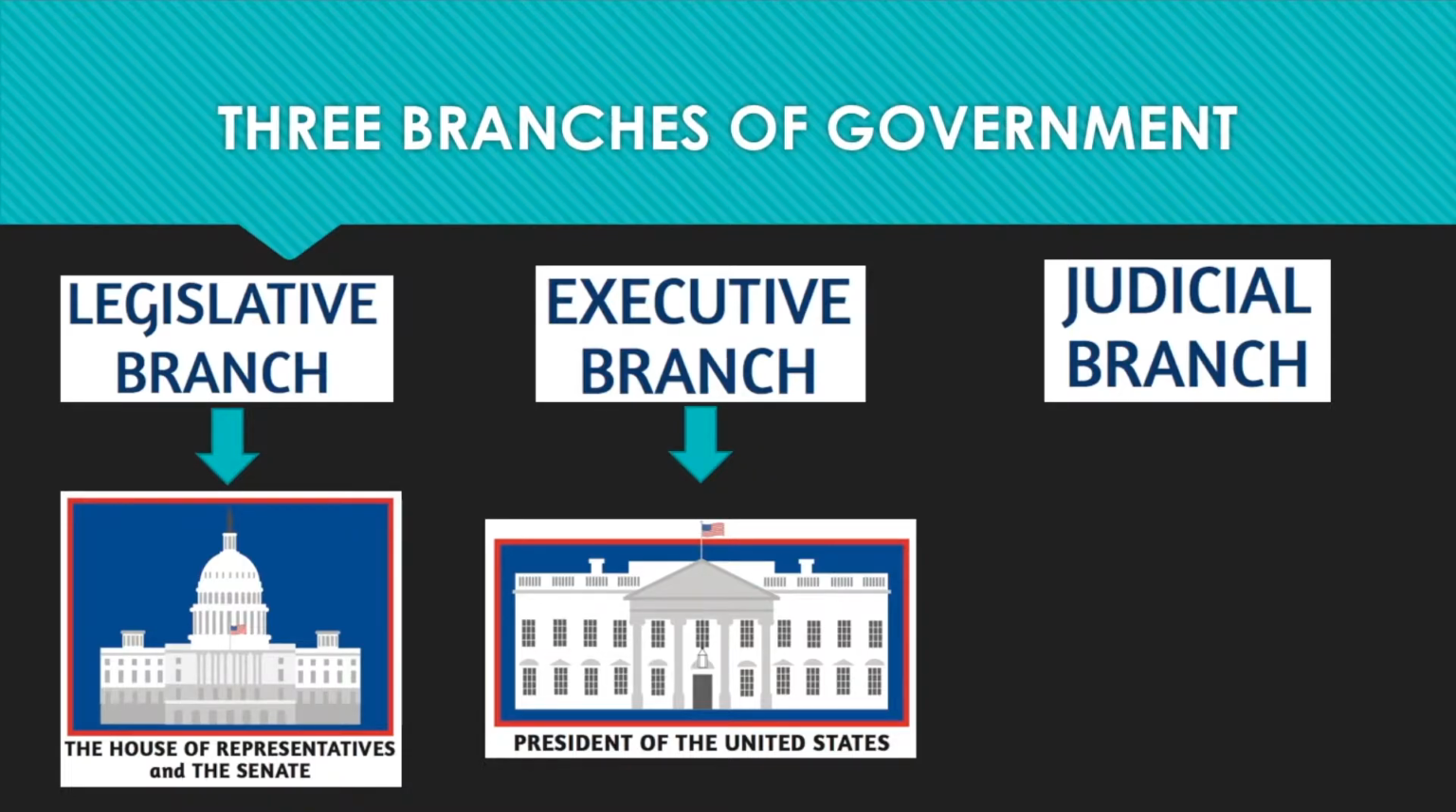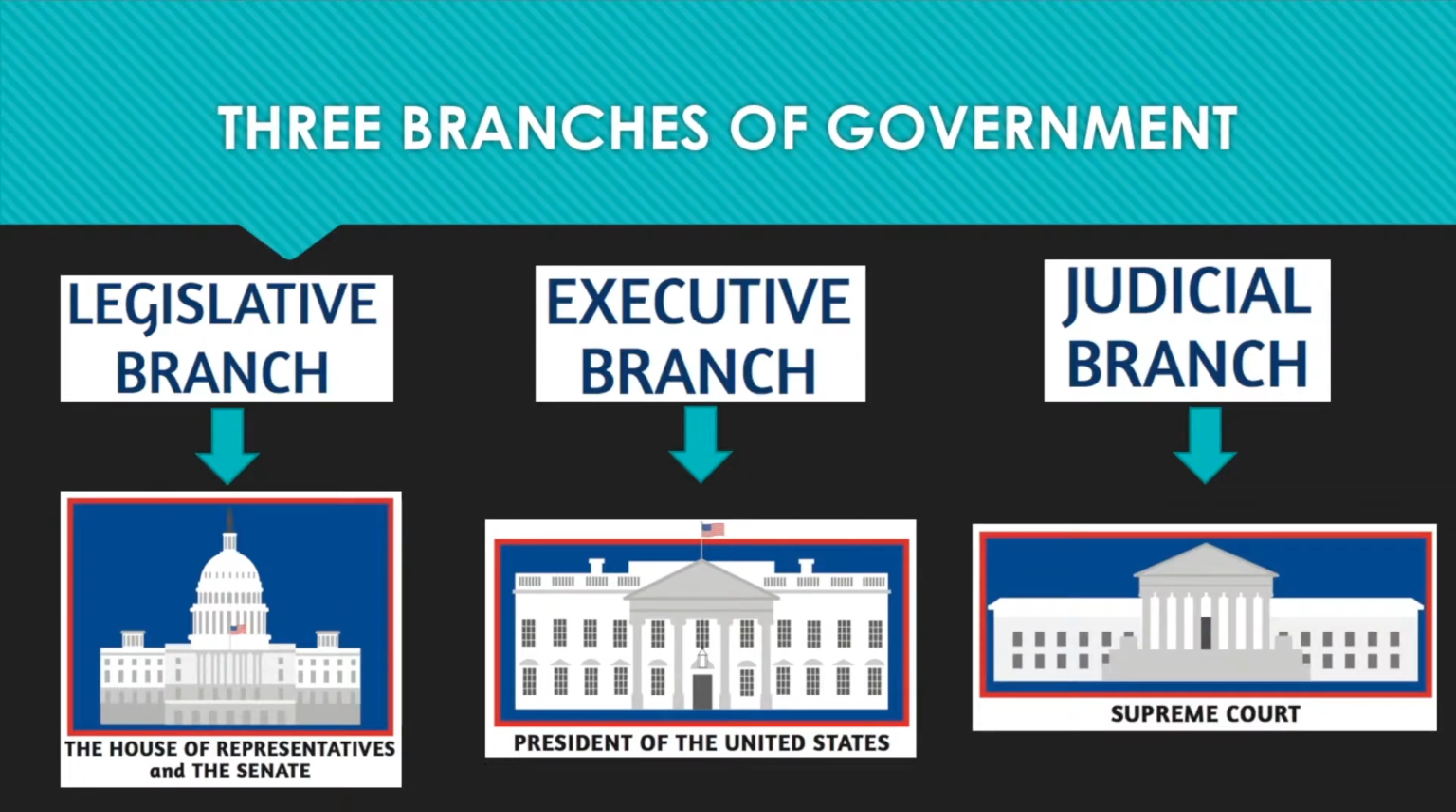Lastly, we have the judicial branch. What does the judicial branch do? Excellent. They are in charge of the courts of our land. One really big example of that is the Supreme Court.